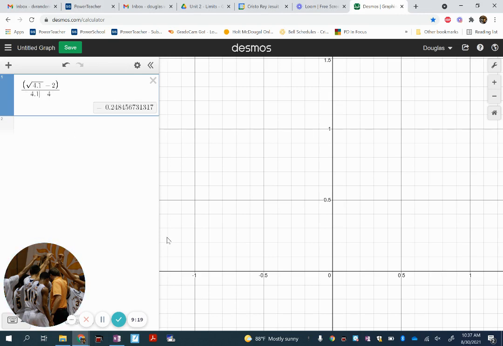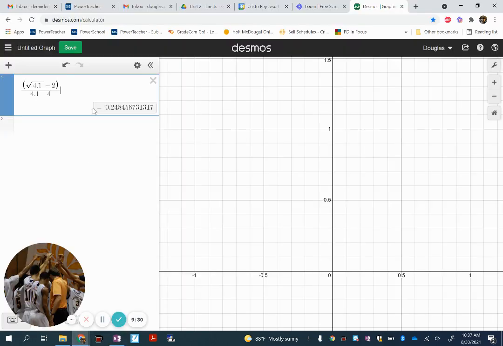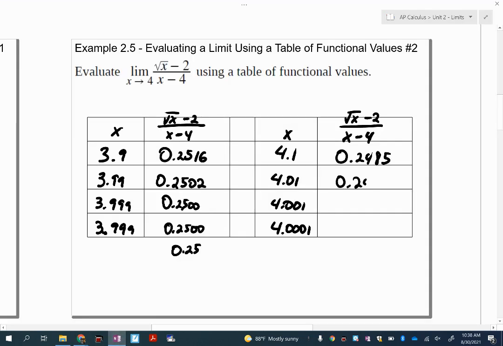Okay, so it starts at 0.2485. Okay, let's try adding a 0 in. Same thing here, 0.2498. Okay, so you can kind of see where we're going.